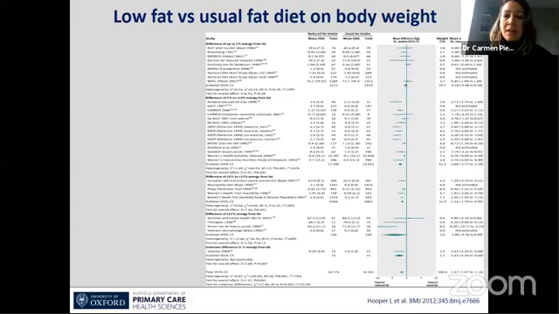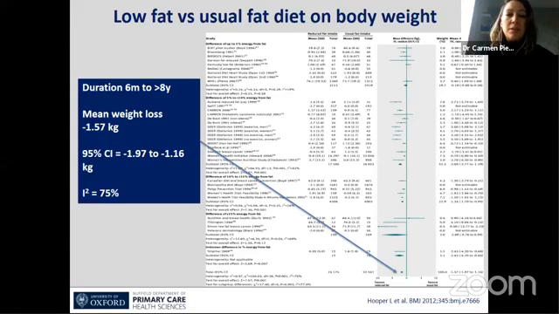And this is a meta-analysis conducted a few years ago now of lower fat diets compared to usual fat diets on body weight. And there is a lot of studies with a lot of heterogeneity. The overall point estimate shows that a lower fat diet overall results in about 1.5 kilograms less body weight compared to the usual fat diet. And these differences in mean weight loss is bigger when the difference in percentage of body fat is also larger.